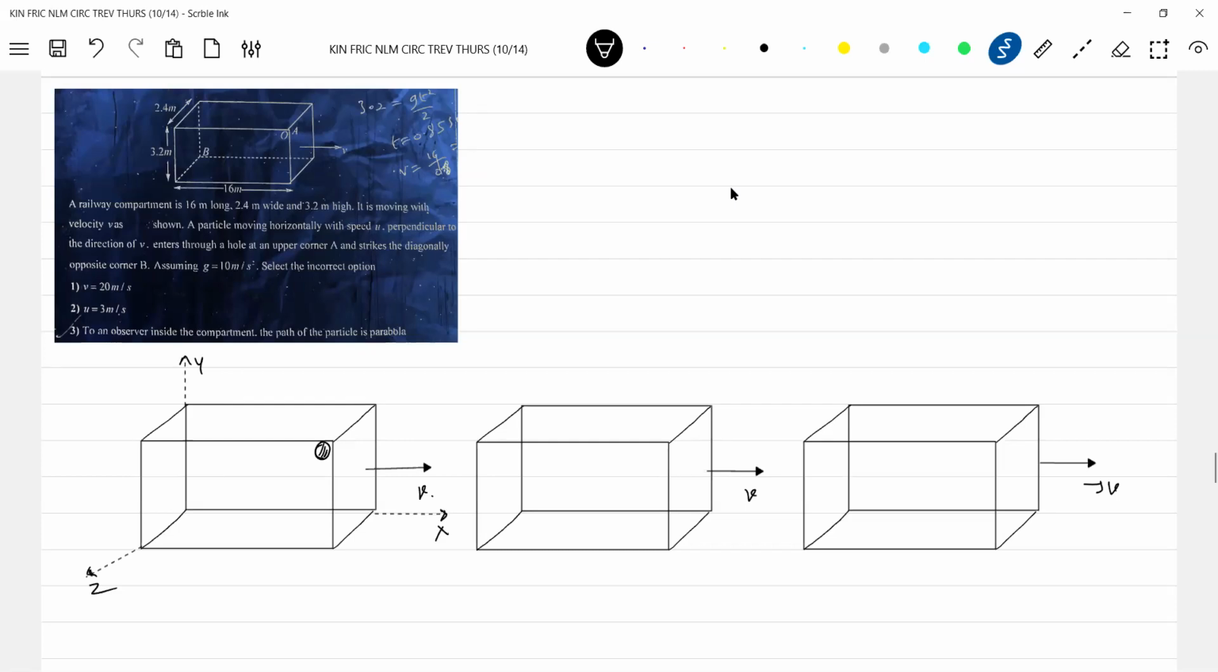Now you see this. The ball will enter perpendicular to the train's motion, along the z-axis. It will enter here, there's a hole. I think you have everything. So where it has to strike is the opposite corner B. The g will act here like this. Possible?